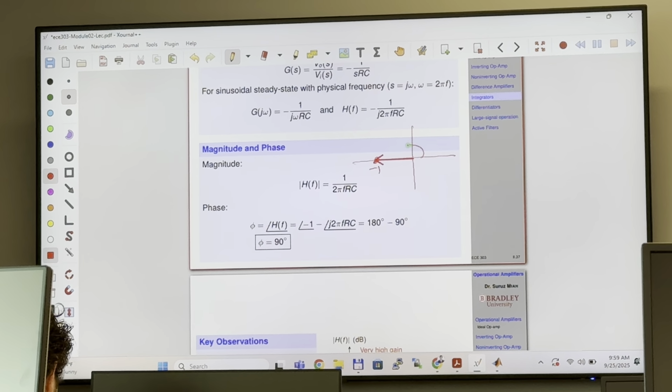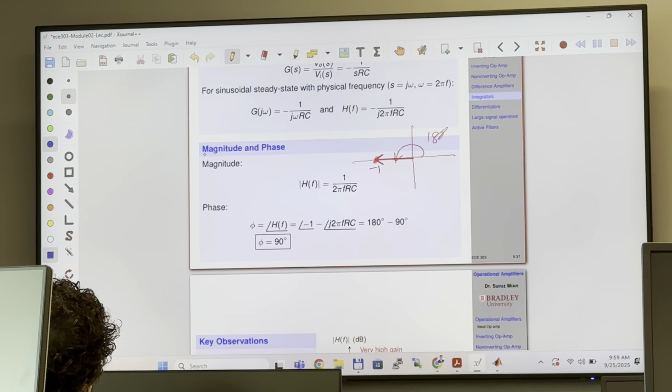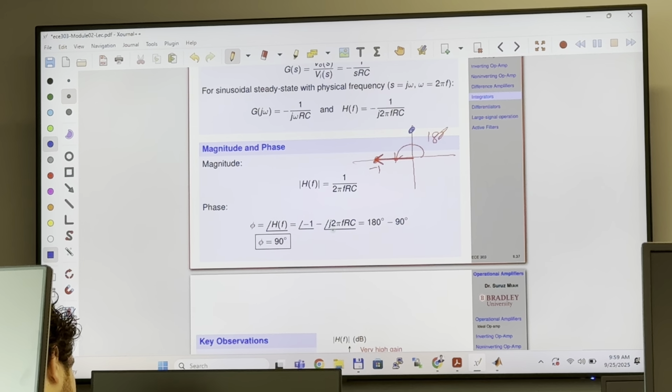What is the angle of this vector with respect to x? 180. Okay. So that's why the angle of negative 1 is 180 degrees minus the angle of this quantity, j 2 pi FRC. It is going to be right here. J times 2 pi FRC, which means that this is the j omega axis. Okay, so it is going to be right here.